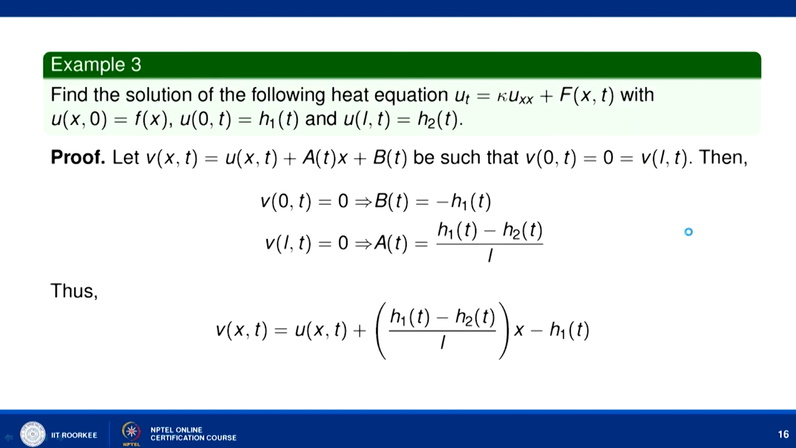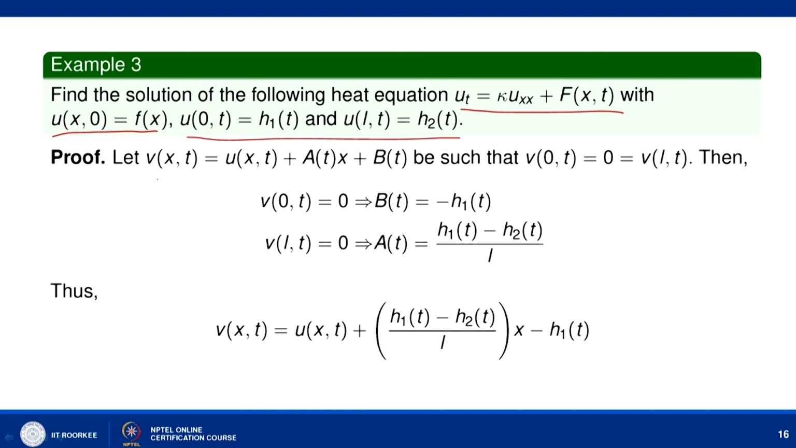Now let us look at one more problem, that is find the solution of the following heat equation, ut equal to k uxx plus f(x,t) with initial condition u(x,0) equal to f(x), and this time we are taking non-homogeneous boundary conditions, that is u(0,t) equal to h1(t) and u(l,t) equal to h2(t). We have also considered this kind of problem earlier, but again I am repeating it.